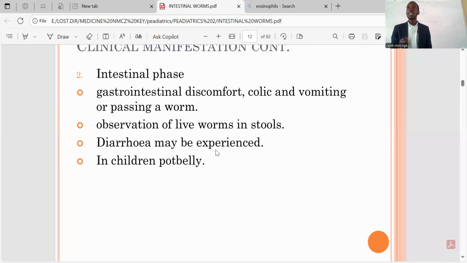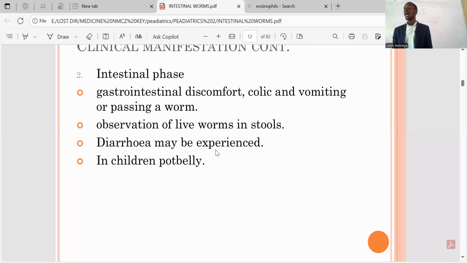And remember, they may ask you to state these signs and symptoms. When we say state, you cannot just say gastrointestinal discomfort. It is a half mark. So when you are stating, you put the reason or the cause. You are going to say gastrointestinal discomfort due to the presence of the worms in the intestines.